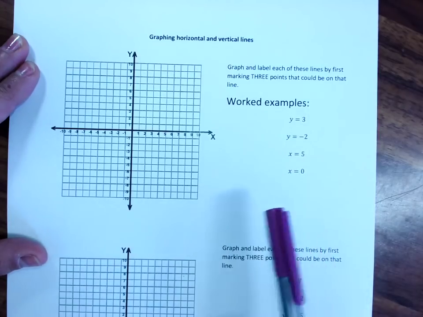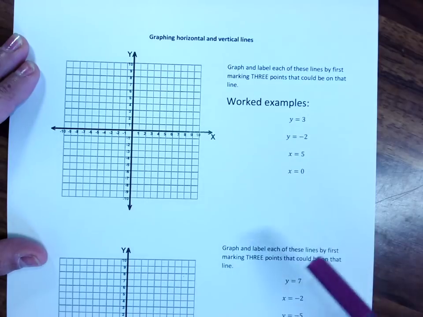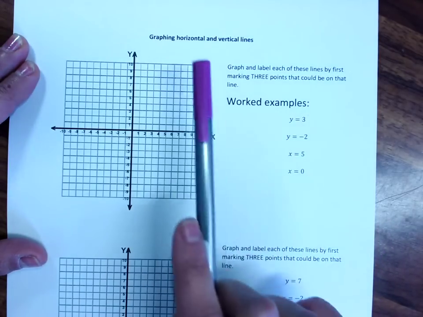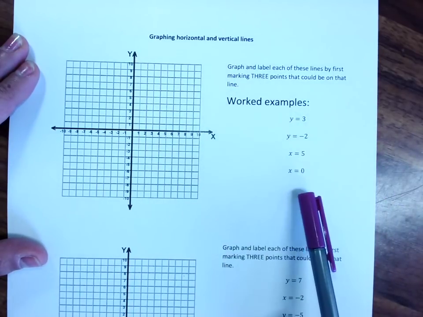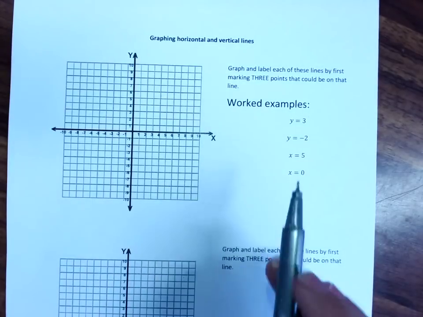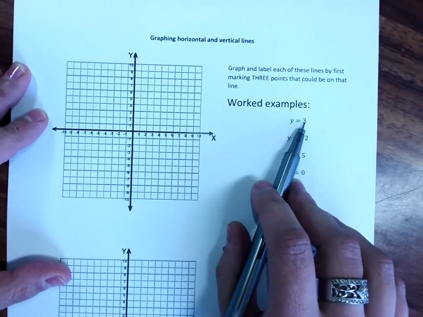So normally when we've got a straight line graph, it would be Y equals something to do with X. It's got a Y and an X. Horizontal and vertical lines only have a Y or an X, and they just equal a number. And I'll show you what we mean. Y equals 3. That's the rule of the line.